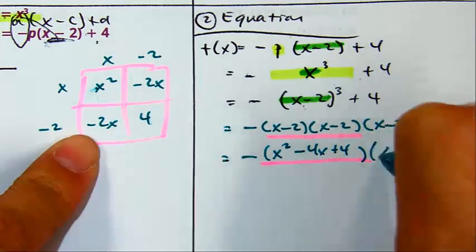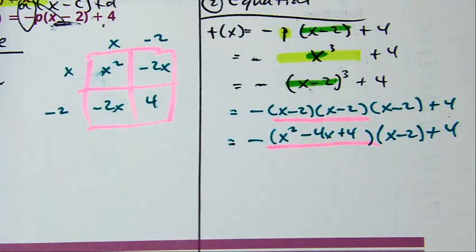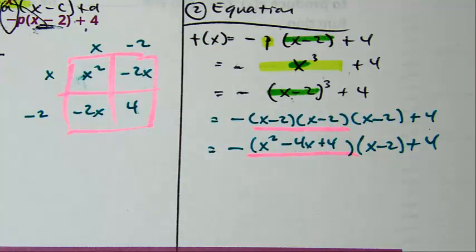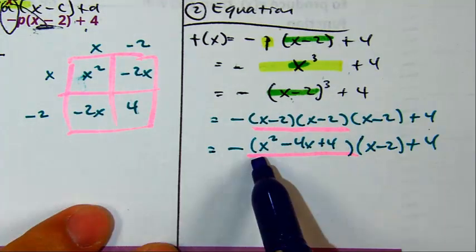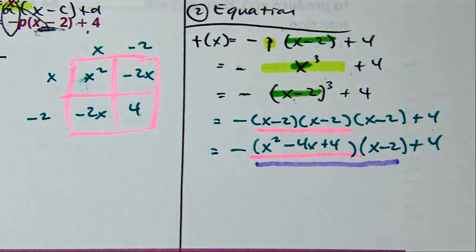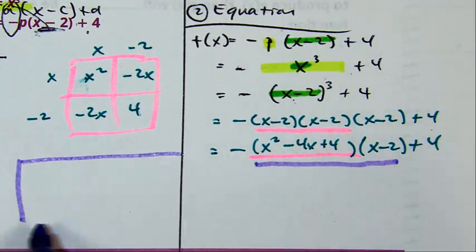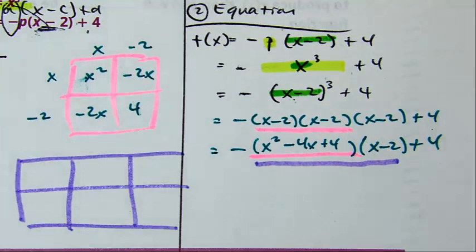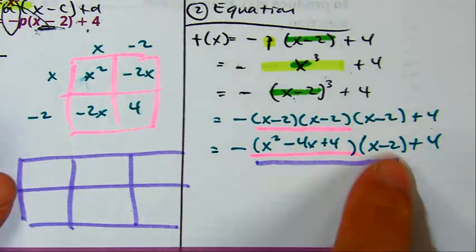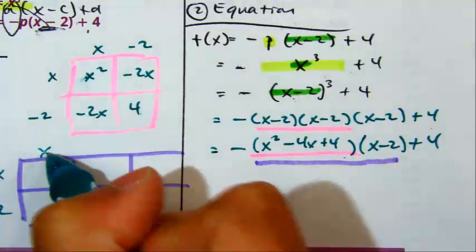And I'm just going to drop all of this. It gets better. Now I have to multiply a trinomial times a binomial. Look at this thing. X minus 2, and then this in pink, x squared minus 4x plus 4.